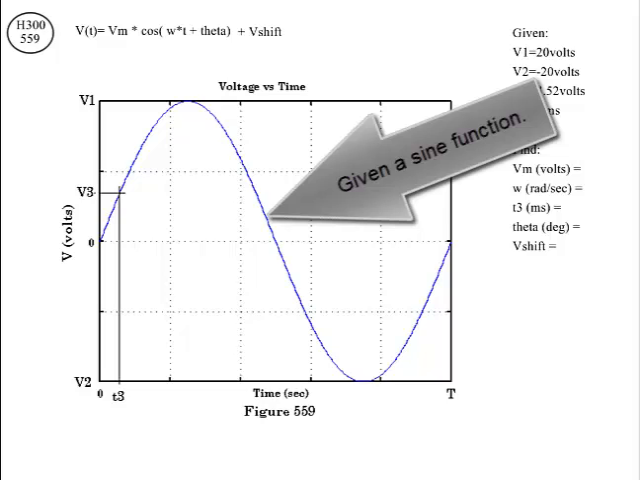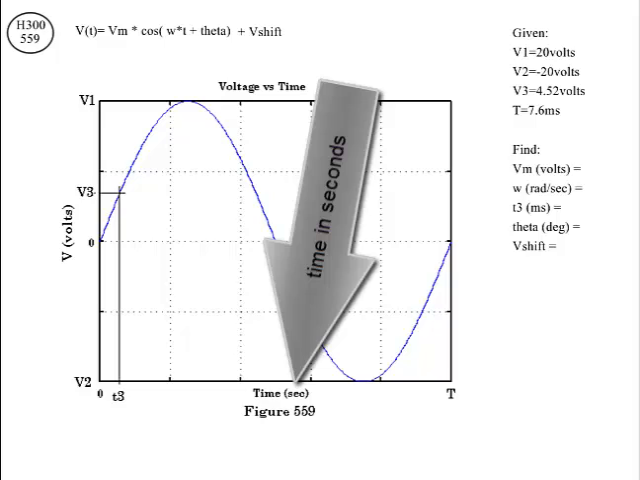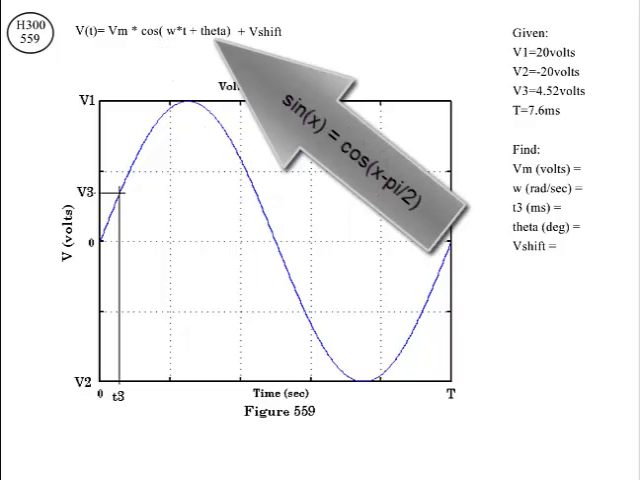Given a sine function, voltage versus time in seconds, expressed as a cosine function. It's okay because sine equals cosine, shifted 90 degrees.